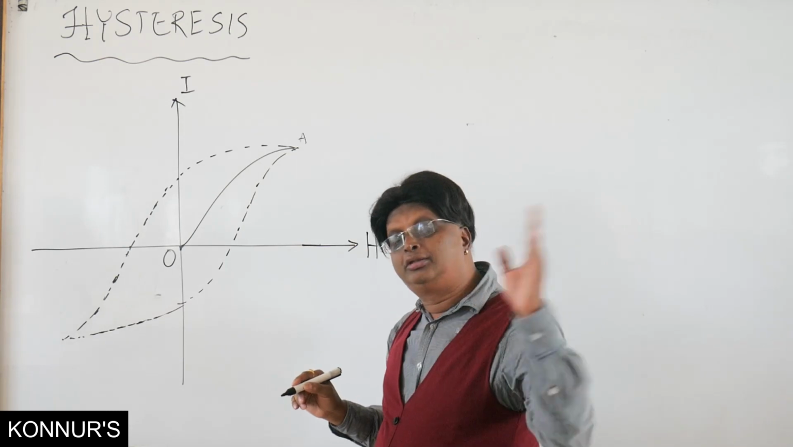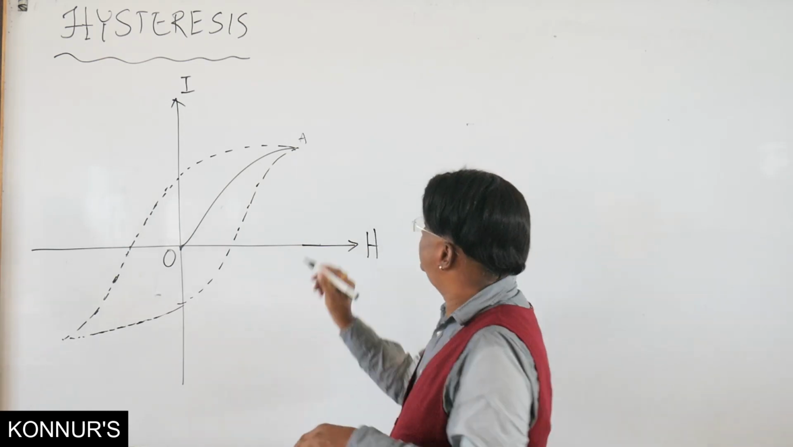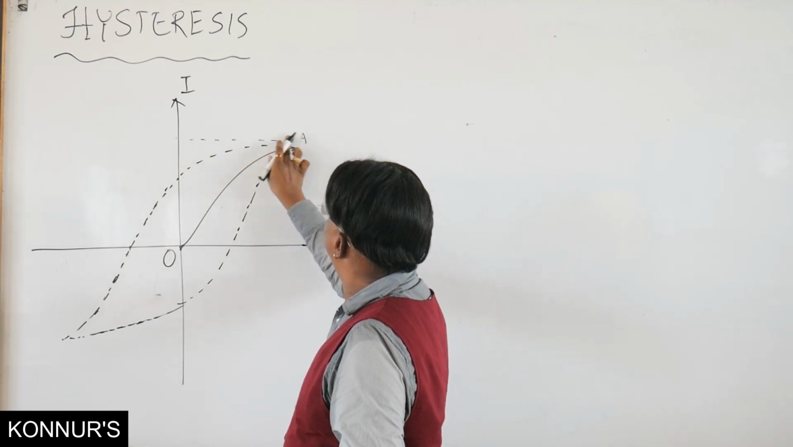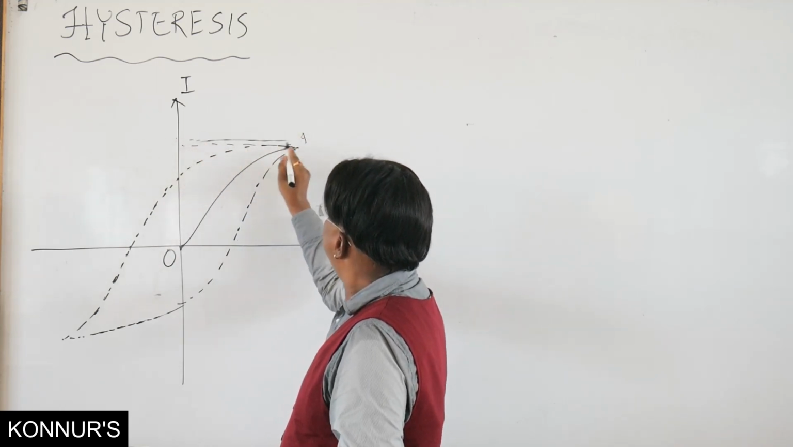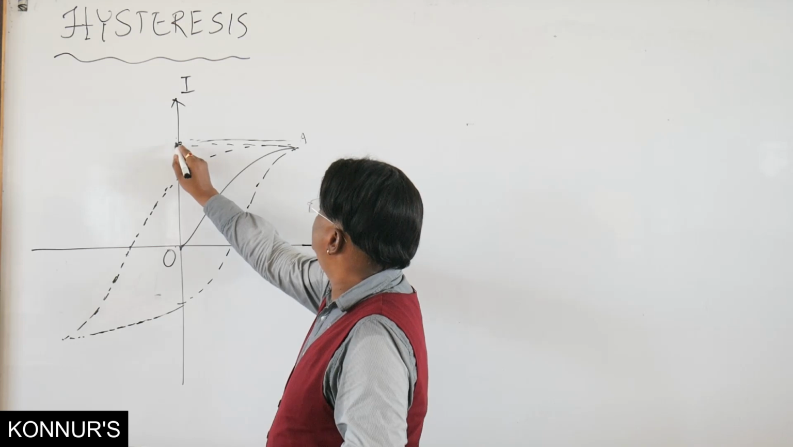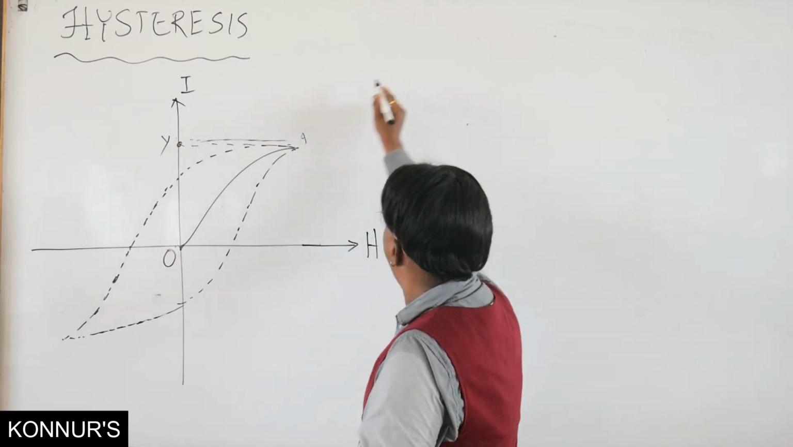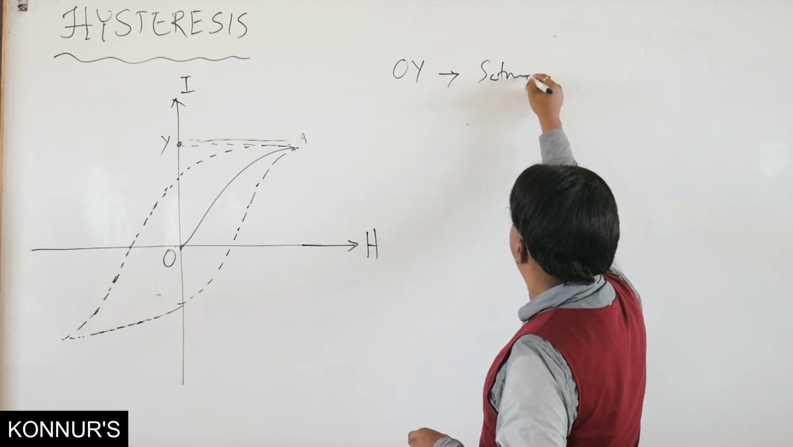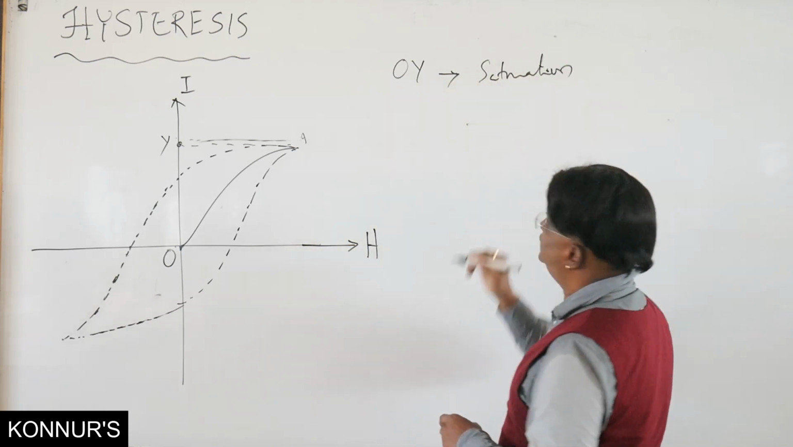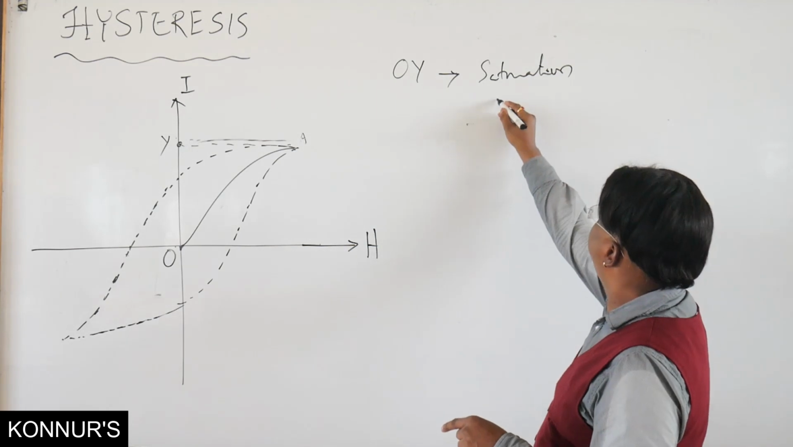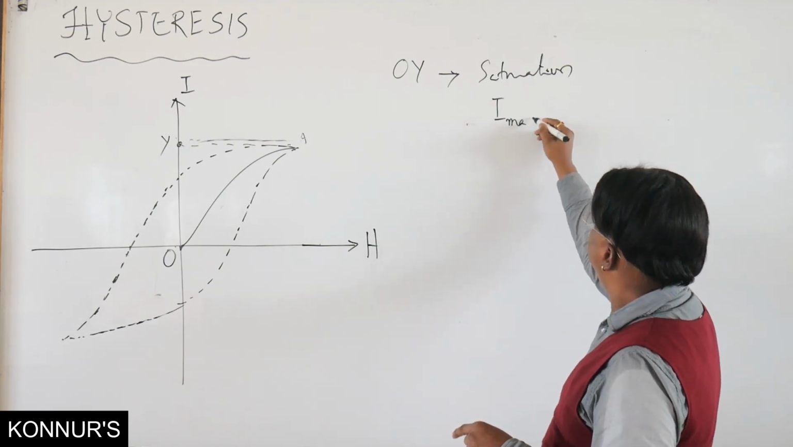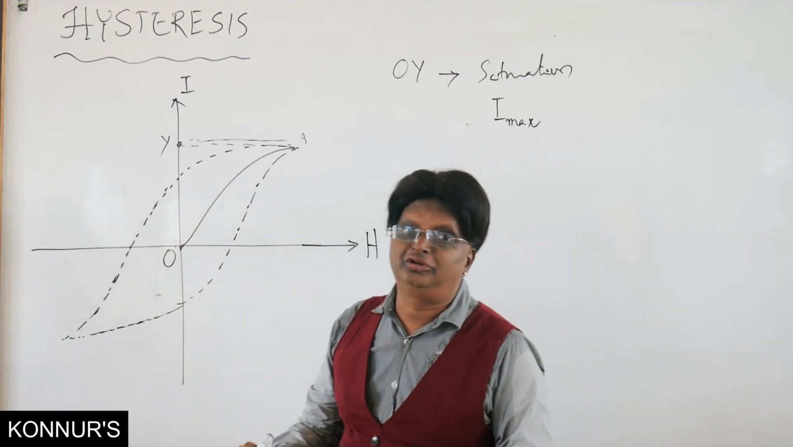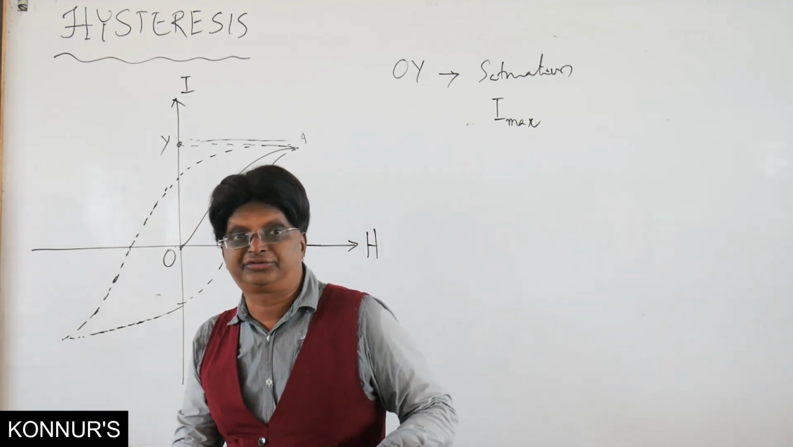You just go on looking at the points. One more time I am telling you. Suppose I take this intercept and call it some Y. Now here OY refers to saturation magnetization. Saturation magnetization is the I maximum, and again in the direction of H bar.